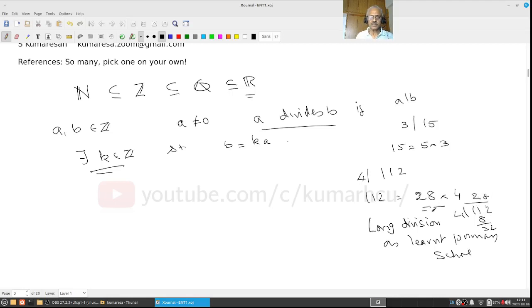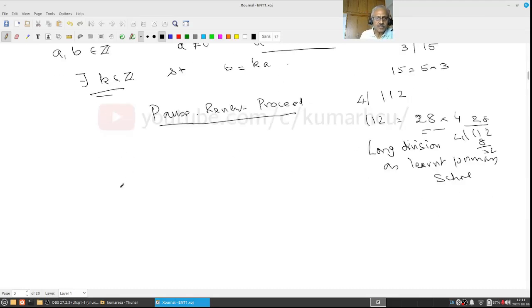But that's not the thing. We are not dividing. The only thing, when I want to say A divides B, the only way is I have to exhibit or I have to find a K so that B equals KA. Is that clear? So pause, review, proceed. There is nothing like remainder or long division. Okay, A divides B simply means there exists a K. Learn this, quantifiers are involved in the definition. Please learn it well.